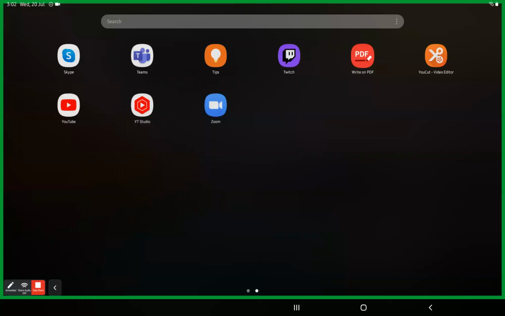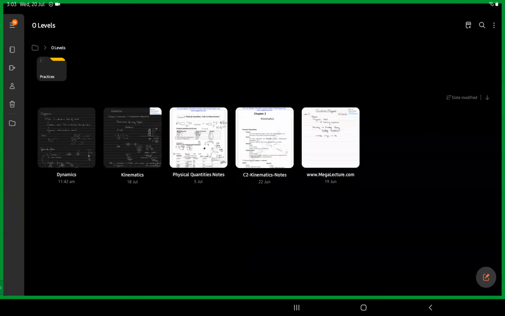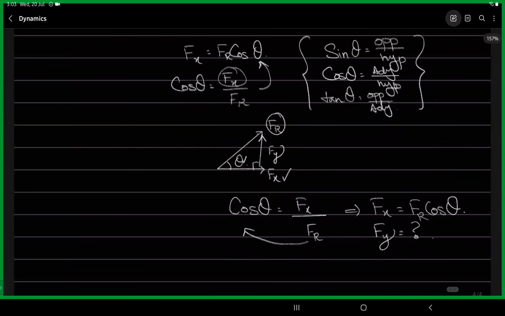I'll also start. Right, so let's see. Let me open this file. This is O levels. Dynamics. Okay, so yeah, here we have this thing.